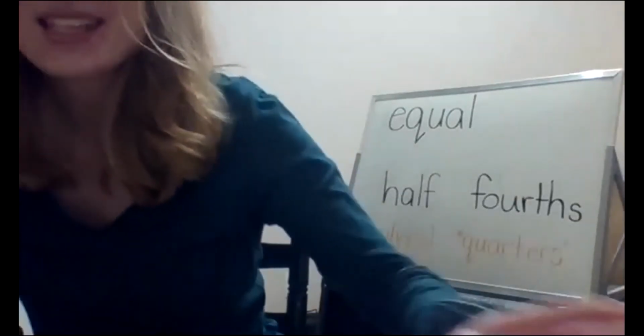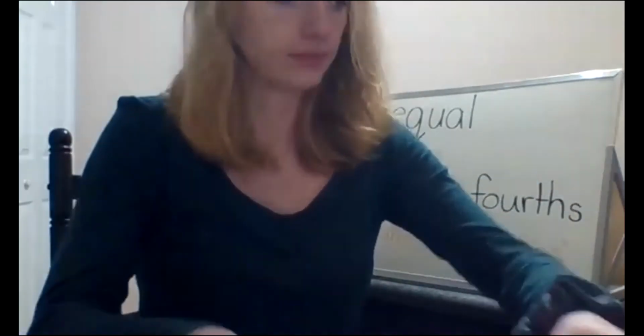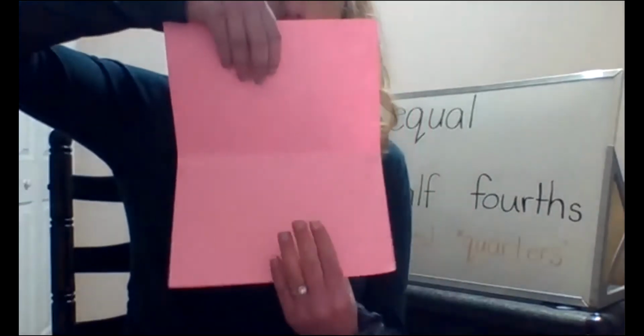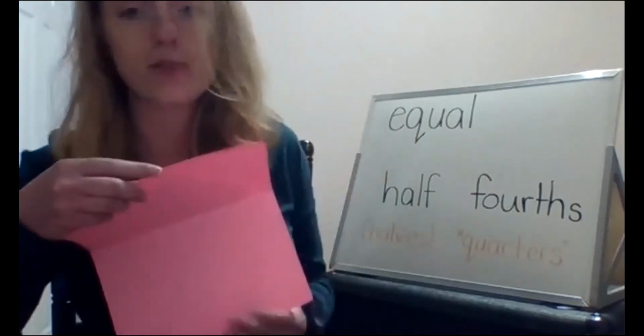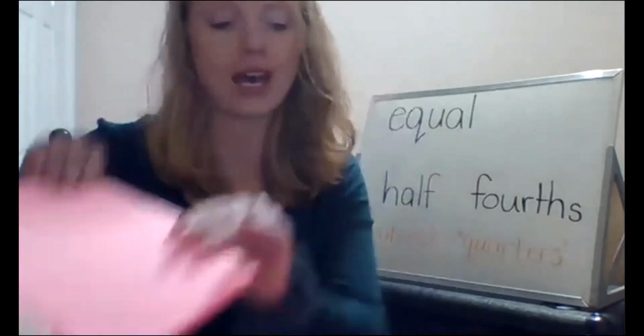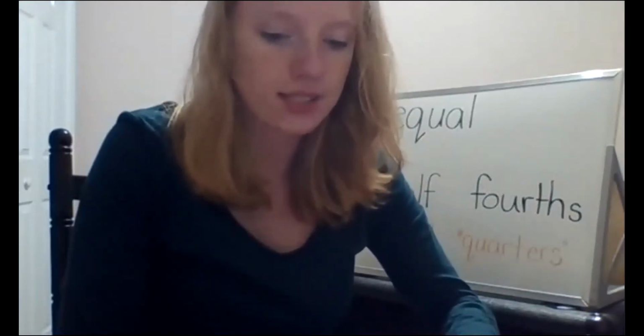Let's see how many different ways we can fold a rectangle in half. Well, I could fold it hamburger style. And when I open it up, I have the top half and the bottom half. So I've asked you to fold your papers into halves before, and that's asking for 2 equal parts. So I can fold it that way, or I could fold it hot dog style.